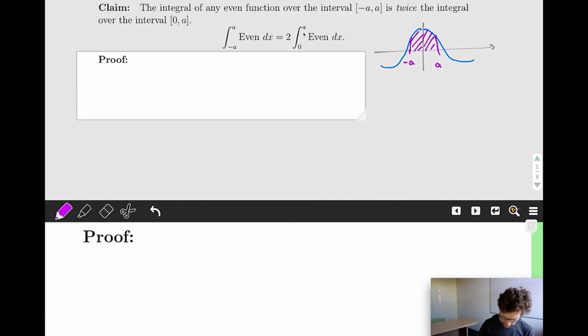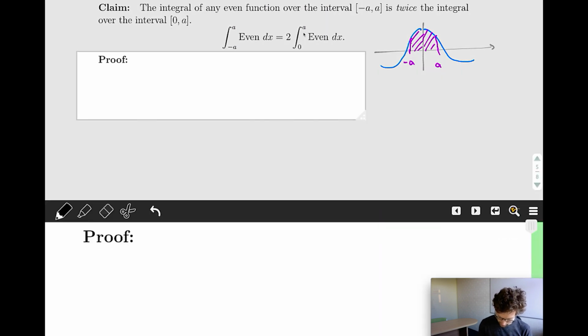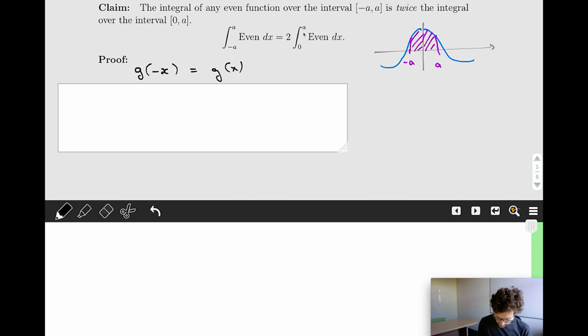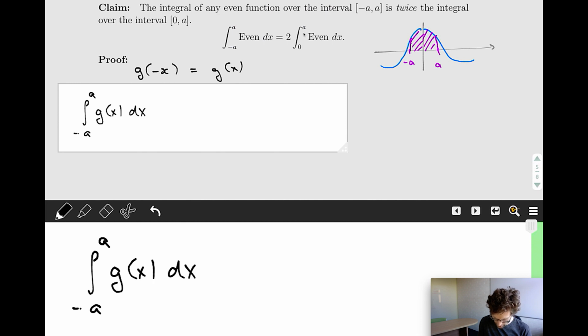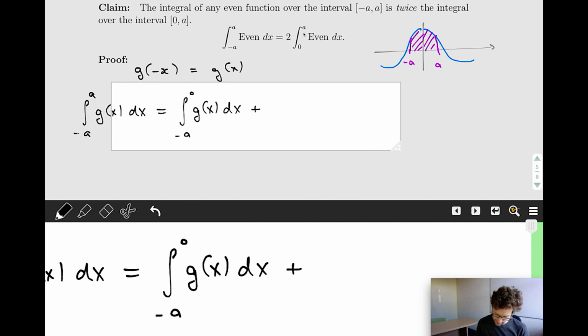So let's prove this again, and it's going to be a very similar proof. What I'm going to do is write my integral. First of all, note that we're dealing with an even function. Let's call it g of x, which is even, so g of minus x is g of x. And we have the integral from minus a to a of g of x dx. Again, we're going to write that as the sum of two pieces, one from minus a to 0, and one from 0 to a.